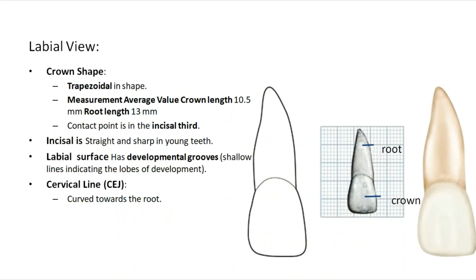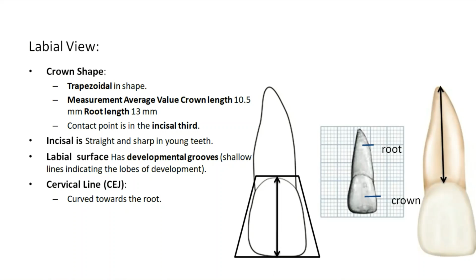Then we will see first the labial view. What is the crown shape? It is trapezoidal in shape. Then we will see the measurement. The average value of crown length is 10.5 and the root length is 13 mm. The contact point is in the incisal third.